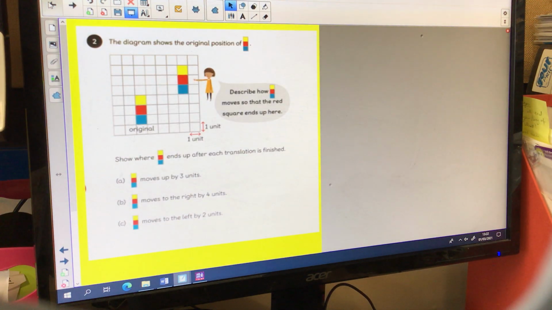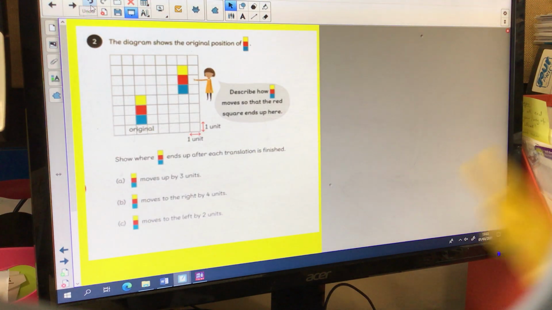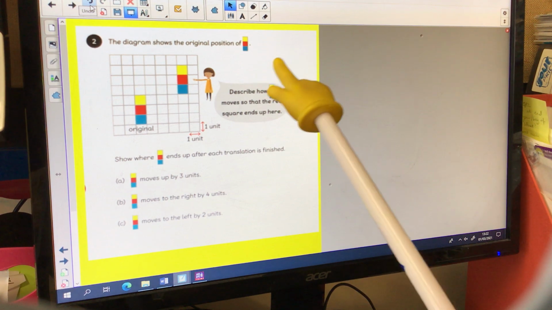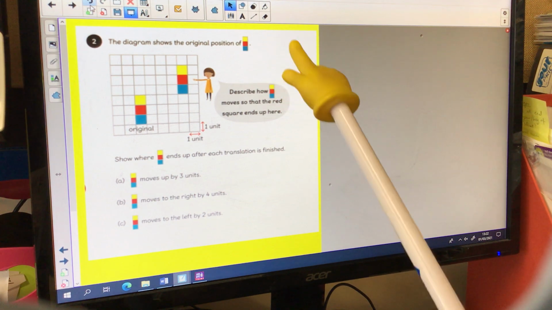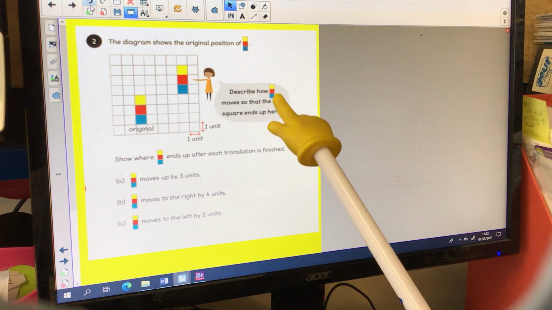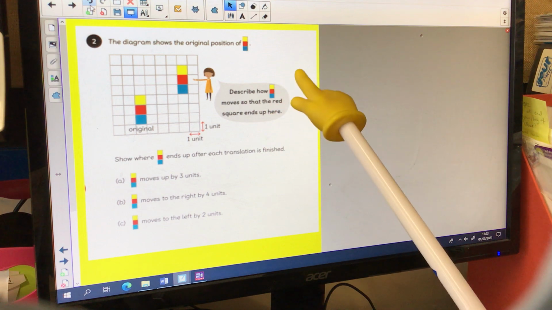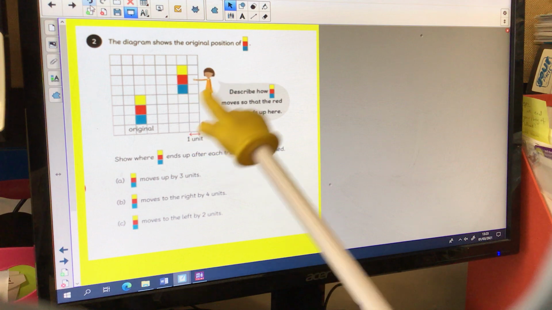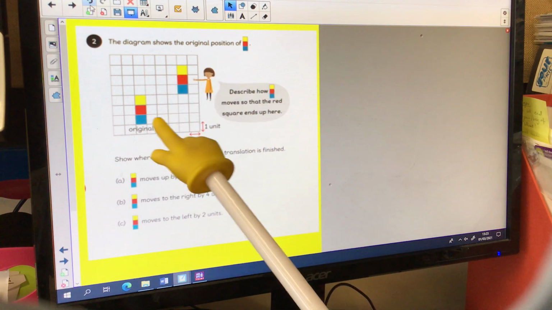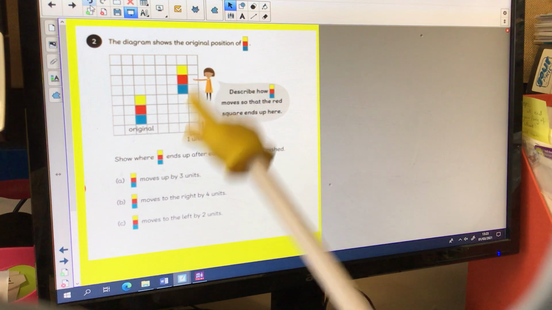Now, when it's just a point like that, it's quite easy, but I always think it's a little bit harder when you're given a shape to translate. And if you look back at the learning objective today, we are actually trying to translate and move shapes. So the little girl says, describe how this shape, the yellow, orange, blue, that's almost like multi-link, isn't it, that have been put on a grid, moves so that the red square ends up here. So this ends up here, okay?